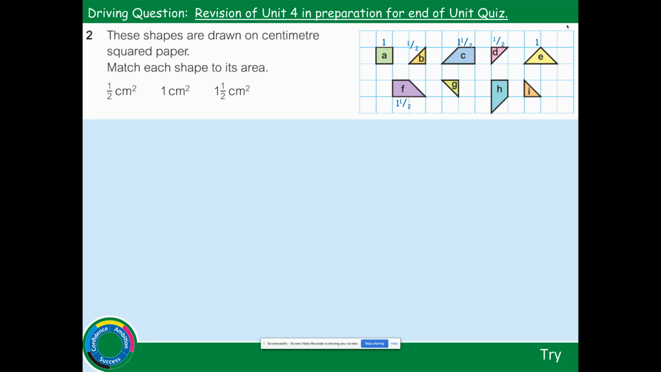F again is 1.5. G is a half. H is 1.5. And I is a half. Okay, so however you write it down, it doesn't matter. I've written half a centimetre is B, D, G, and I. Okay. Yeah, just check those again. And 1 centimetre is just A and E. And 1.5 is C, F, and H.